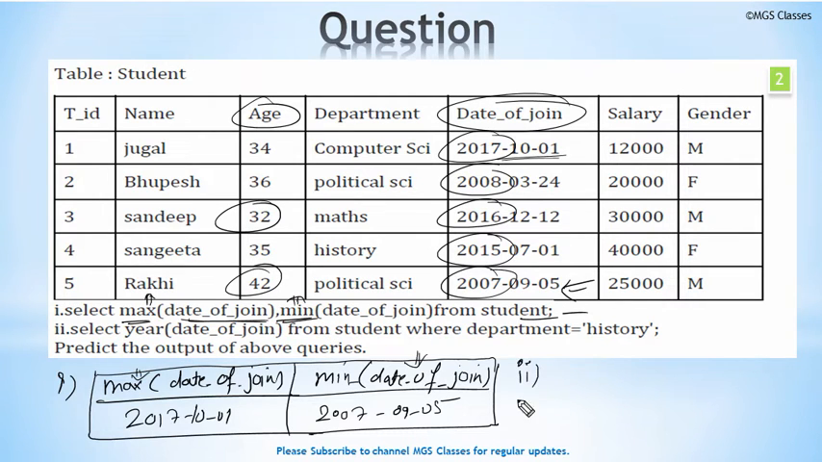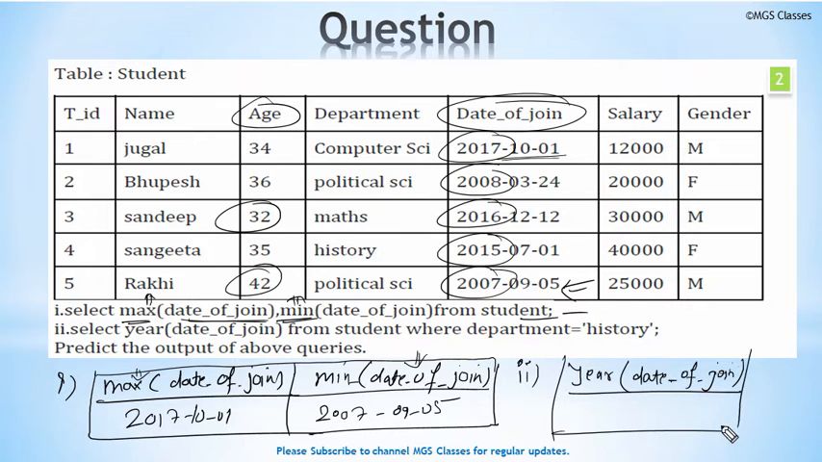Now the second question is: select year of date of join. So another query there, the year function is used, and the year function is basically used to get the year from any date. So here the date of join column is given and the year function is applied, so it will return the year. So which year will it return? For those rows whose department is history, the where condition is applied here.